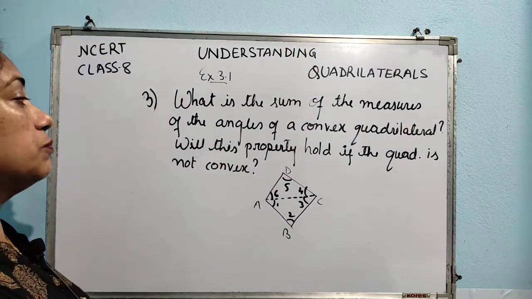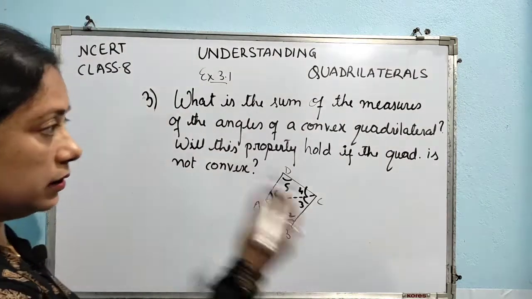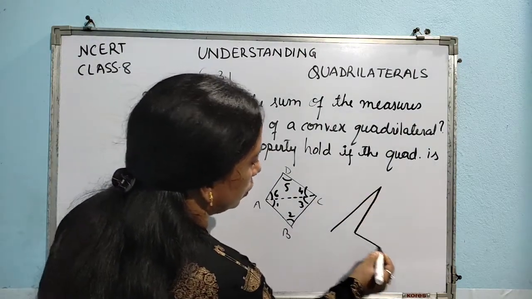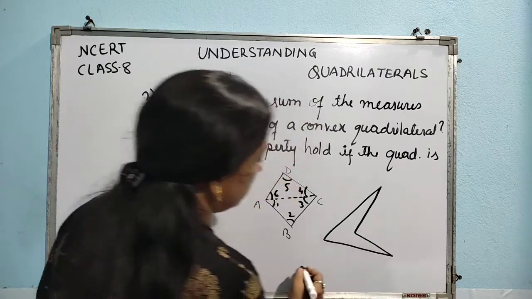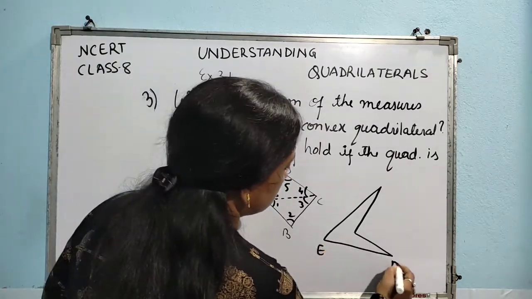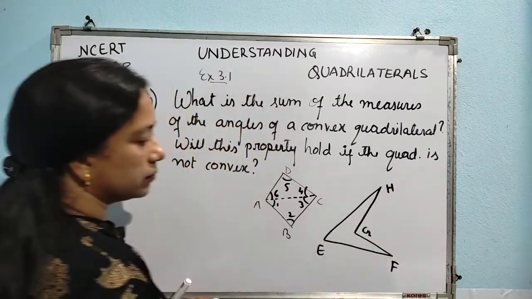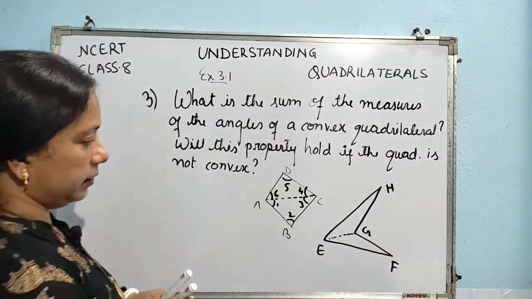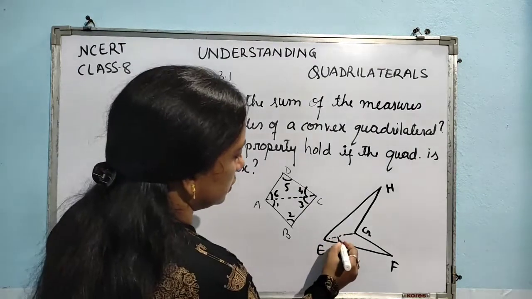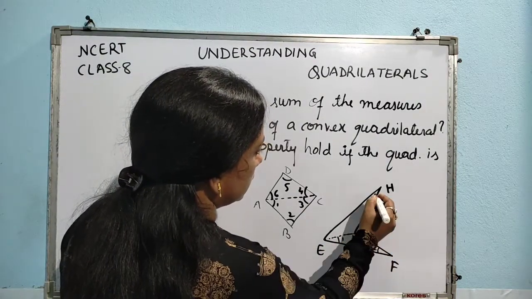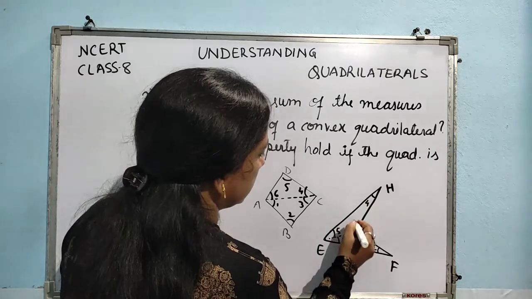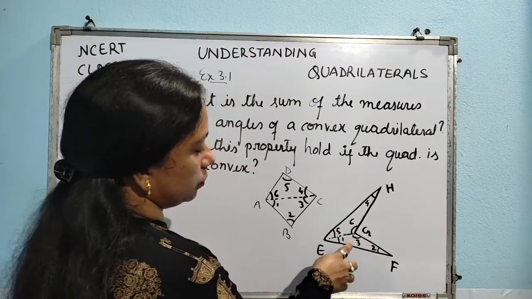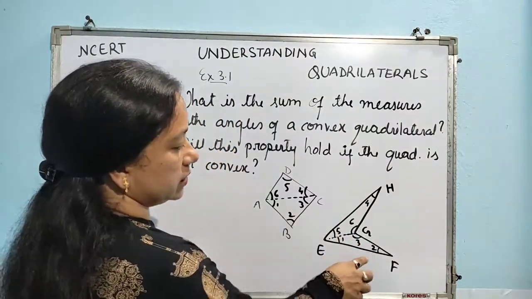Now they are asking whether this property holds for other quadrilaterals also which are not convex. Not convex means definitely it has to be concave. So if we consider one concave quadrilateral, let us consider EFGH. Here also we can draw the line segment EG, so that again two triangles are formed. We can consider this to be 1, 2 and 3, this one to be 4, 5 and 6, and then again considering the triangle EFG, the sum of 1, 2 and 3 is equal to 180 degrees.